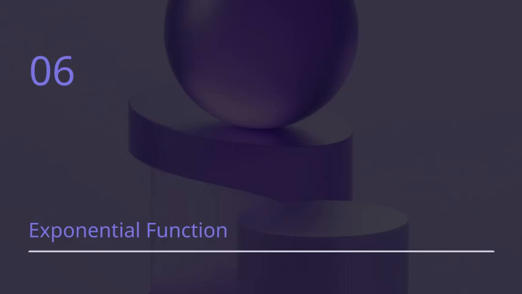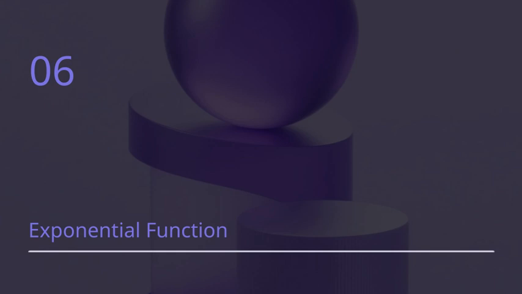Let's take a closer look at the exponential function. This type of function is characterized by the fact that its rate of change is proportional to its current value. In other words, as the function grows, it does so at an increasing rate. This leads to that distinctive J-shaped curve we often see in exponential growth scenarios, like population increase or compound interest.